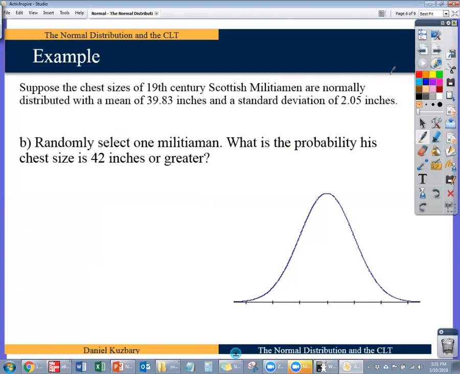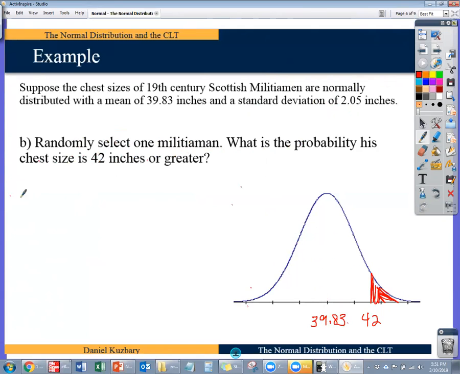Same context, I've got X being normally distributed with the mean 39.83 and the standard deviation 2.05. I'm going to randomly select one militiaman and find the probability that its chest size is greater than 42. So let me put the mean back on here. I don't know what these other tick marks are. I could find out, but I don't want to. I want to find the probability that my chest size is now greater than 42.